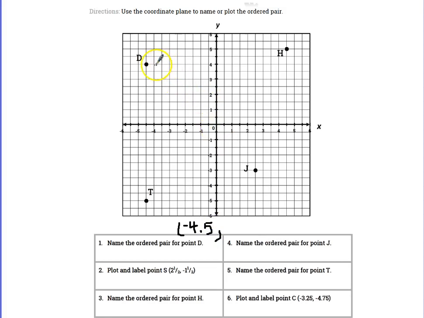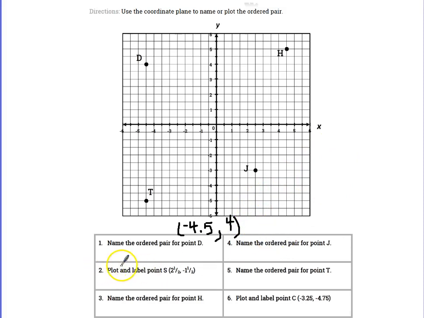Now, that's my x coordinate, I need to find the y. So I'm going to go back to my point. This time I'm going to follow this horizontal line to the y-axis, and that is point 4. So there's my coordinate points: negative 4.5, and 4.